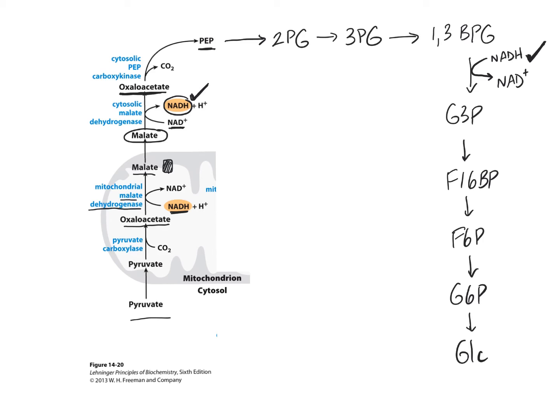I also mentioned that alanine is a precursor to pyruvate. We'll talk about this reaction in more detail later. All we need to know here is that this amino acid can be converted to pyruvate so that there's pyruvate to enter into gluconeogenesis.